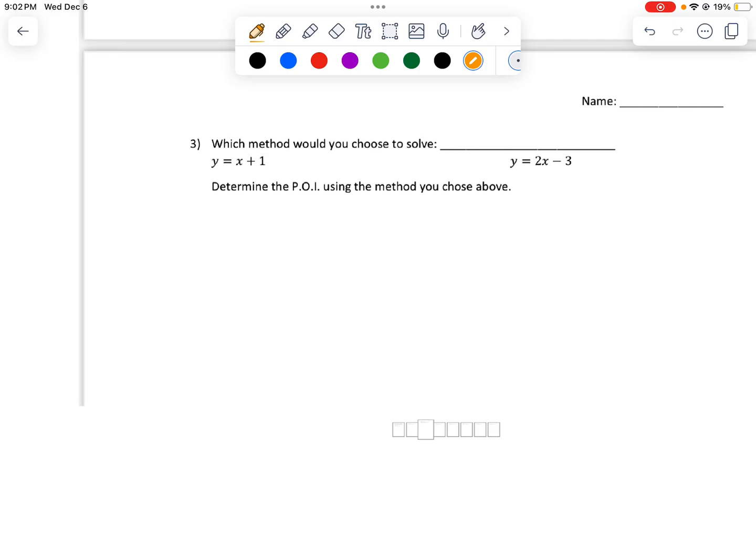Okay, this one I just thought was interesting because they both had y's isolated. So you could do substitution or elimination here. I personally would do substitution, but you could do either one. So for substitution, see how this one has a y. Actually, they both have y isolated. So for this, I know y is equal to 2x minus 3. So I'm actually just going to take that, and wherever there's a y in the other equation, that's where I'm going to insert that.